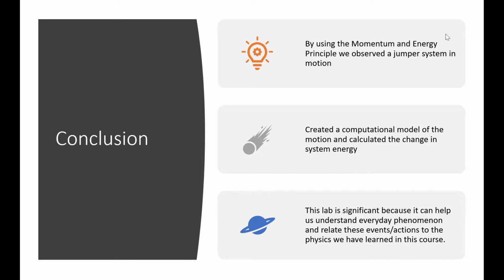In conclusion, by using the momentum and energy principle, I observed the jumper and created a computational model of the motion and calculated its change in energy with and without drag. This is also significant because it allows us to understand everyday phenomena and relate these events or actions to the physics we have learned in this course.